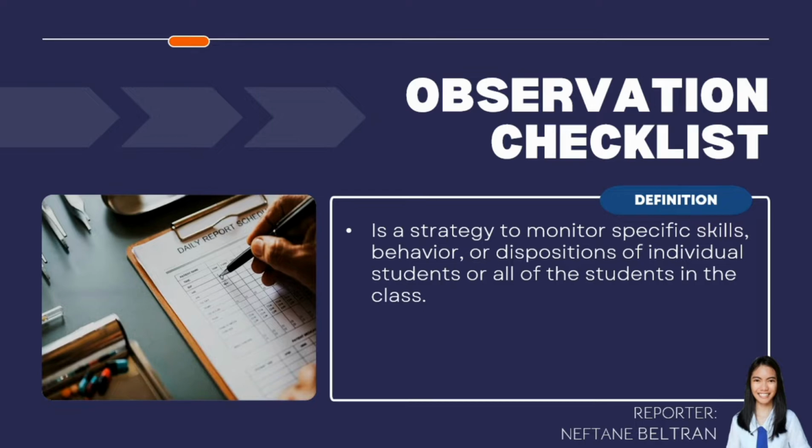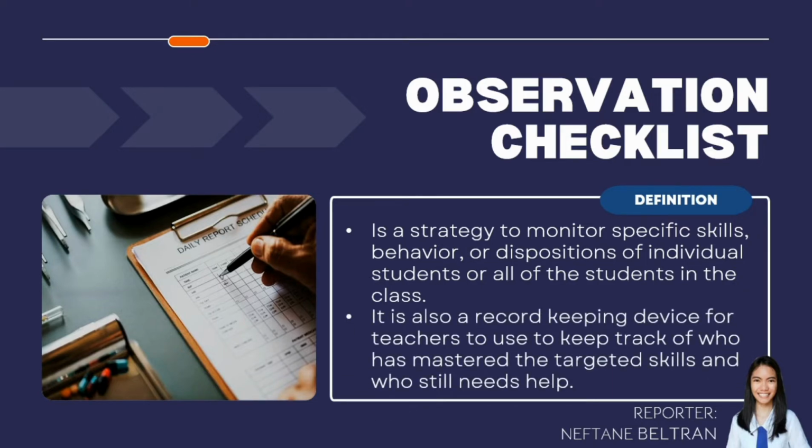With the use of observation checklists, the teacher can identify or can monitor the skills or the behaviors or the dispositions of individual students or all of the students in the class, meaning kung saan nakita sa teacher or kung saan behavior sa mga estudyante mo na iyang record sa iyang checklist. So it is also a record-keeping device for teachers to use to keep track of who has mastered the target skills and who still needs help.